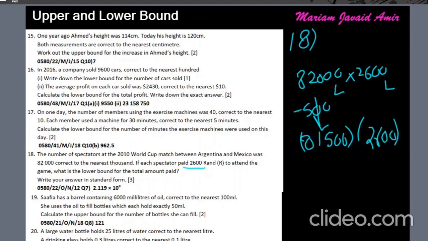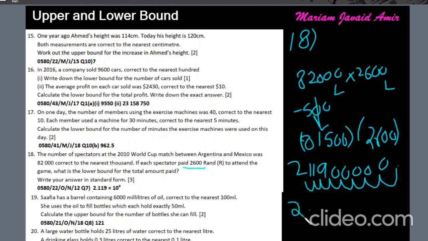So multiply these two values, 81500 times 2600. So it is 2119 and then 5 zeros, and we're asked to give the answer in standard form. So the zeros here at the moment: 1 2 3 4 5 6 7 8. We're moving it 8 units to the left, so when we move left the power gets added, so plus 8.